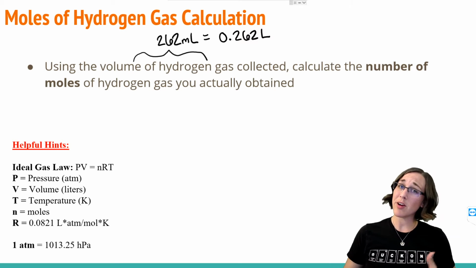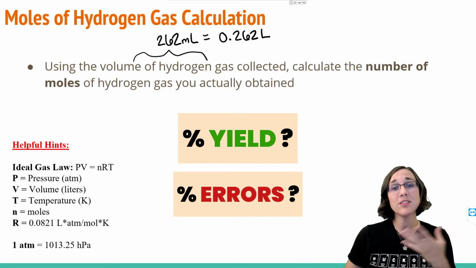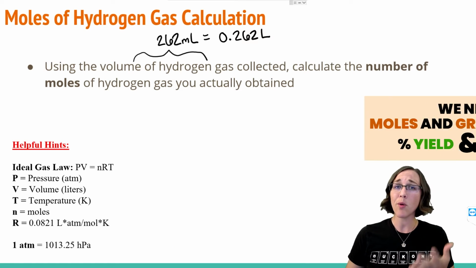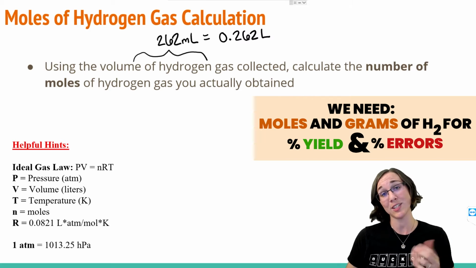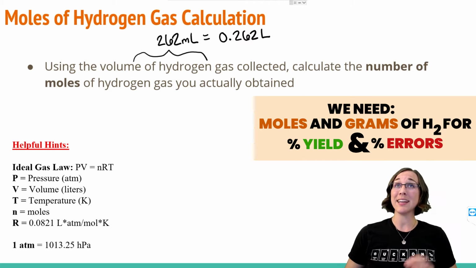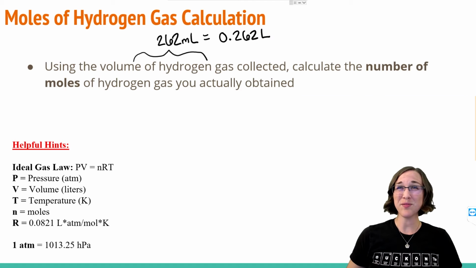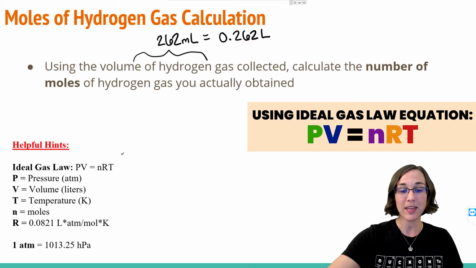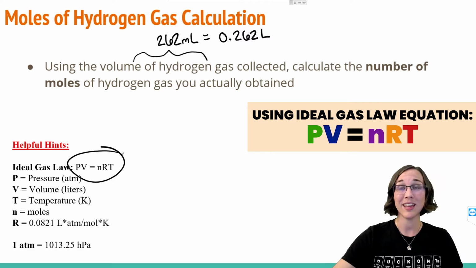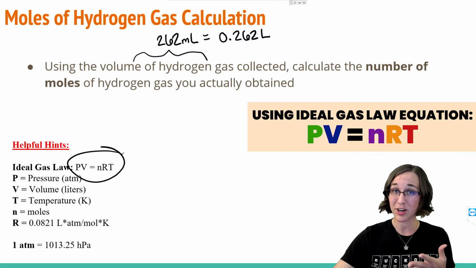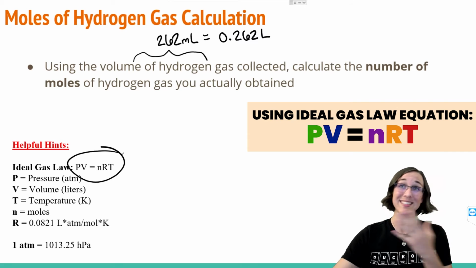So in order to figure out our percent yields and our percent errors and all that jazz, we need to figure out the moles and grams of the hydrogen gas we calculated. We know that we had 0.262 liters of hydrogen gas collected. So let's convert that value into moles. Of course, we're going to need to use our PV equals nRT equation again in order to also account for the pressure and the temperature of the room that this lab was conducted in.